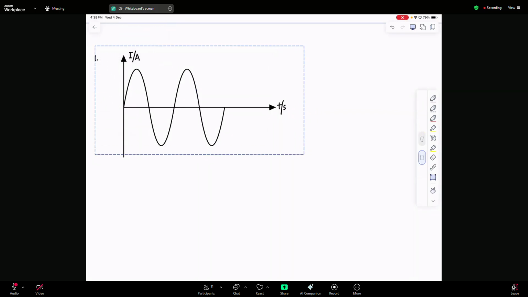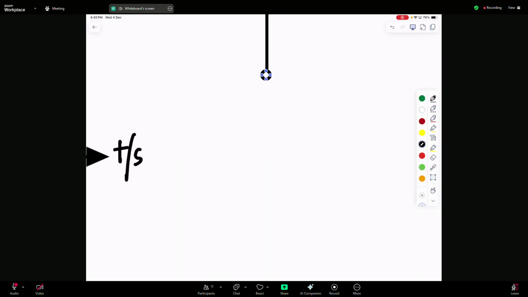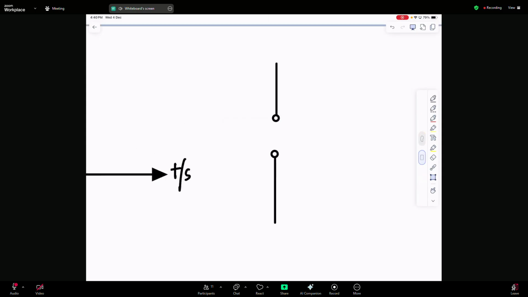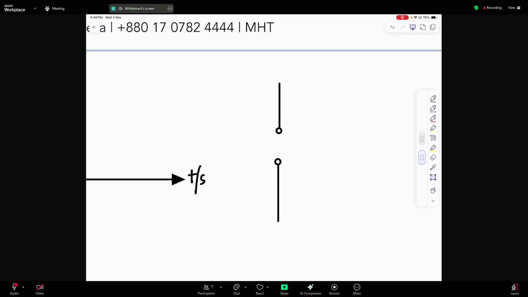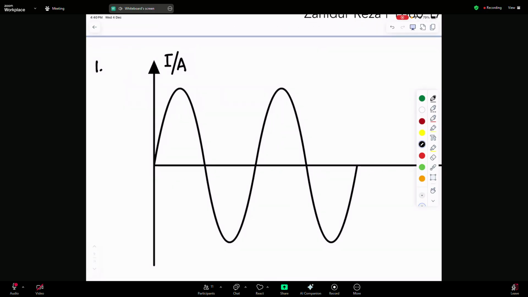O levels, we knew that if you have a circuit with an AC supply, and you want to see the output, what would you connect your AC supply to? Yes, cathode ray oscilloscope. A cathode ray oscilloscope is a perfect device to see the output of an AC supply. So I connect the AC supply to a CRO, right? What will I see? I'll see this graph on the screen.